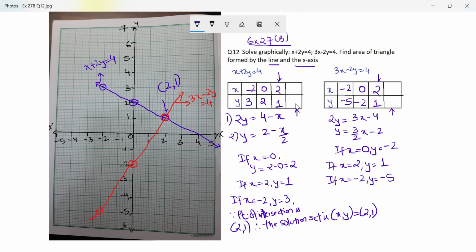What they want us to do next is figure out the area formed between the lines and the x-axis. This is definitely the x-axis, which I have put in green, and the lines are here. So this is the triangle which is formed between the lines and the x-axis. Let's name this A, B, and C. I need the area of a triangle. Area would be equal to half into base, base in this case is BC, into height.